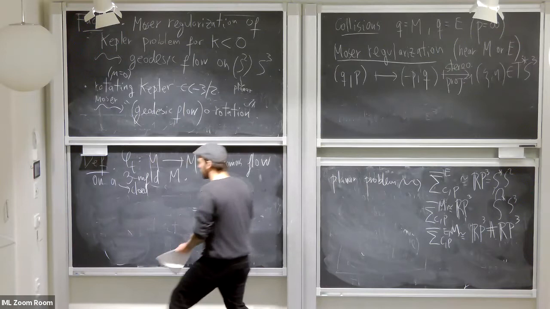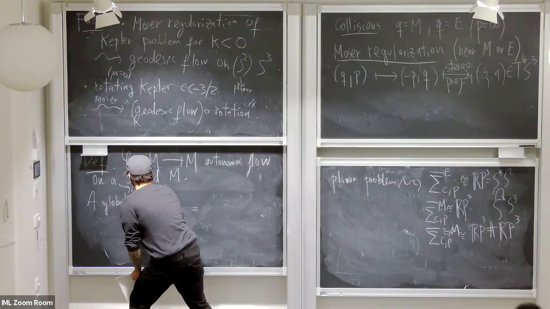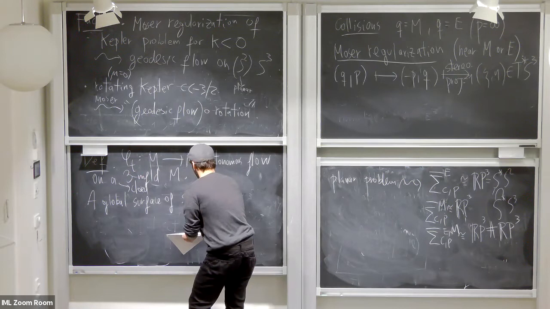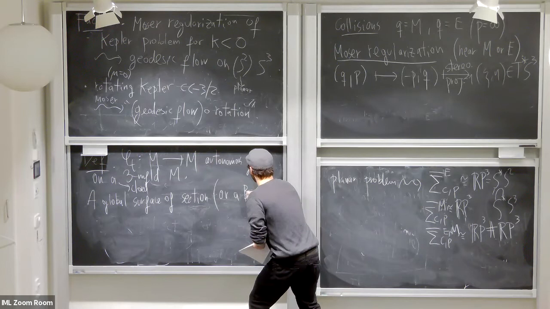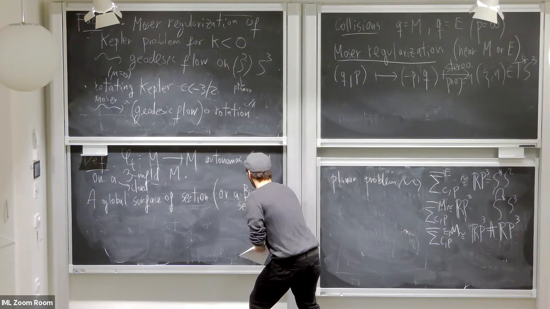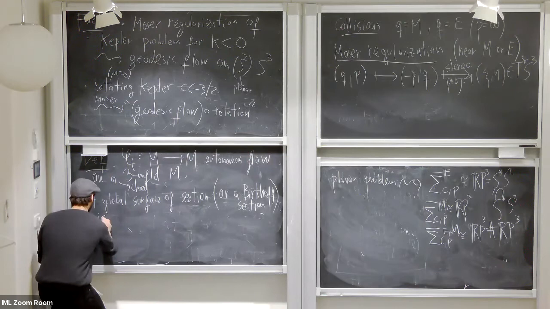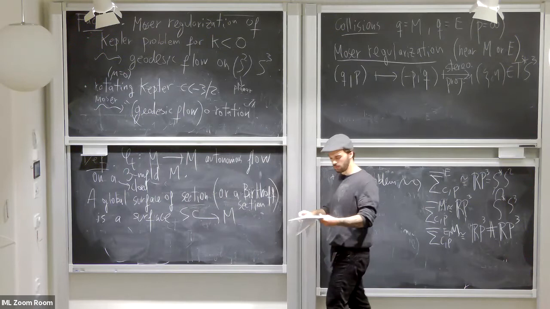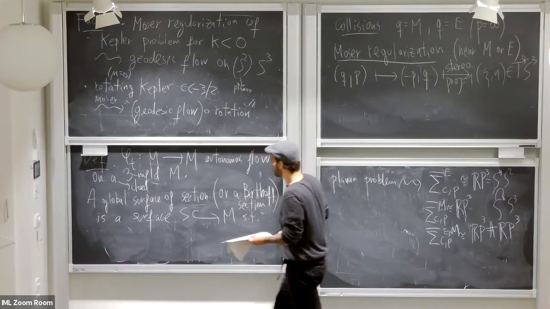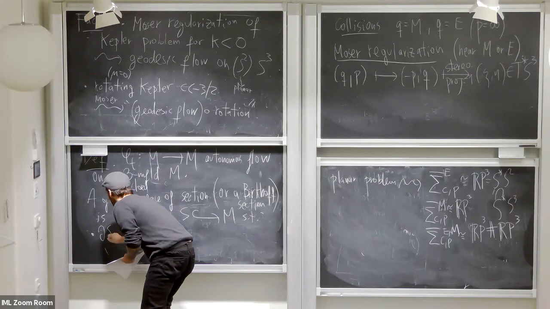So a global surface of section is a surface embedded in your three manifold, also known as a Birkhoff section. This is a surface sitting inside the three manifold, embedded such that it satisfies a bunch of conditions. The first one is that S is a union of orbits.